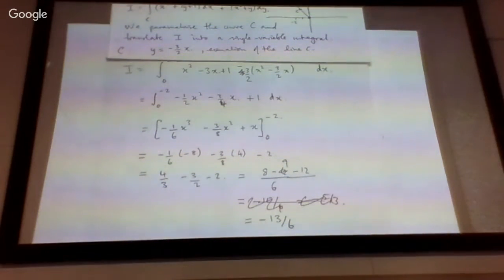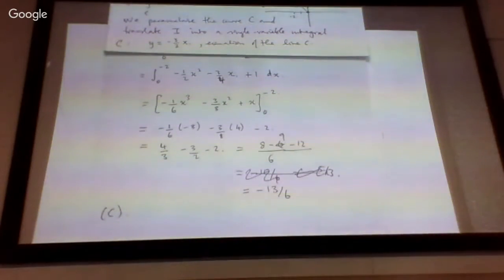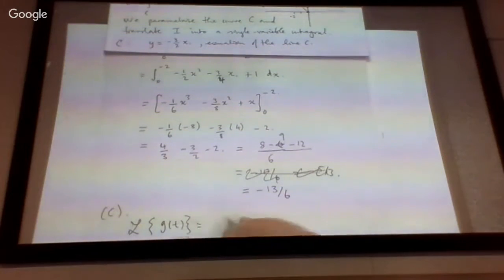So question C then. Use the table of transforms to obtain the Laplace transform of the function t squared cosine t. Okay. So this is somewhat of a shorter question, I think. The Laplace transform of g of t is the Laplace transform of t squared cosine t.